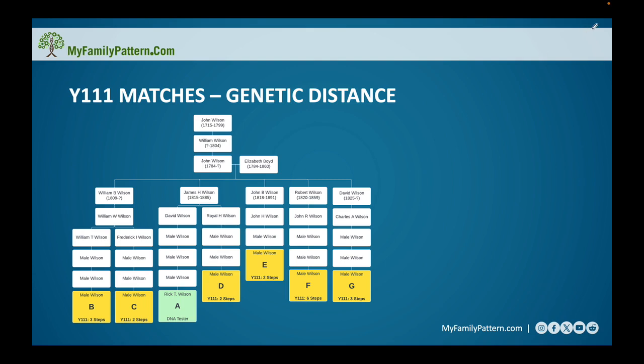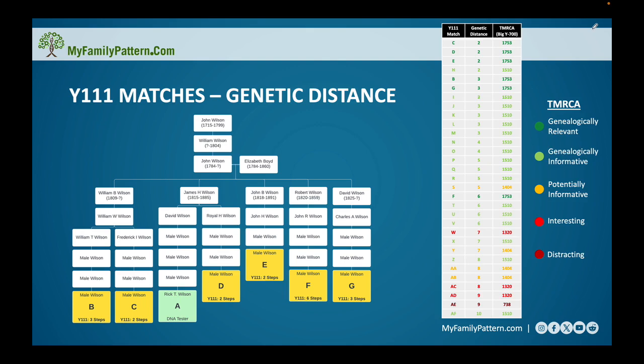So let me show you an analysis that I did. I looked at all of my Y-111 matches. And for those of my 111 matches that have also taken the Big Y-700, I've put them in this table and, of course, anonymized them here. I've also included their genetic distance. Now, we know here how I'm related to B through G. And in this list, I've identified where these known cousins fit within that.